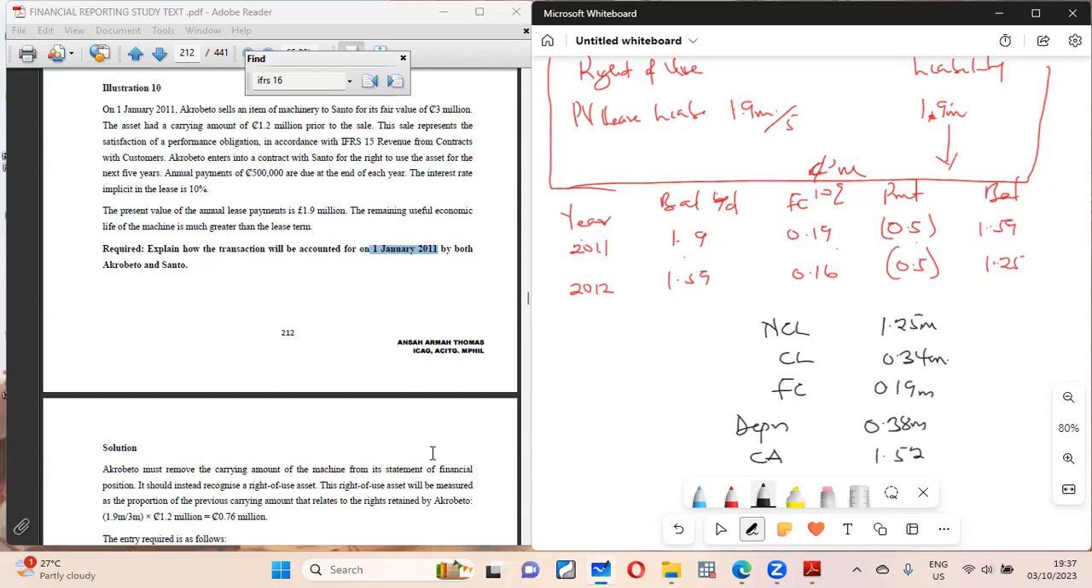So it is the difference between the 1.59 and then the 1.25. That's all. All right. So that's that.